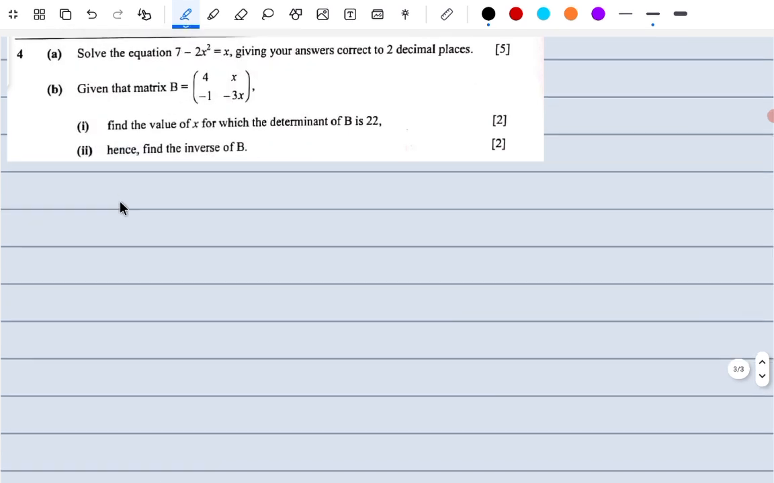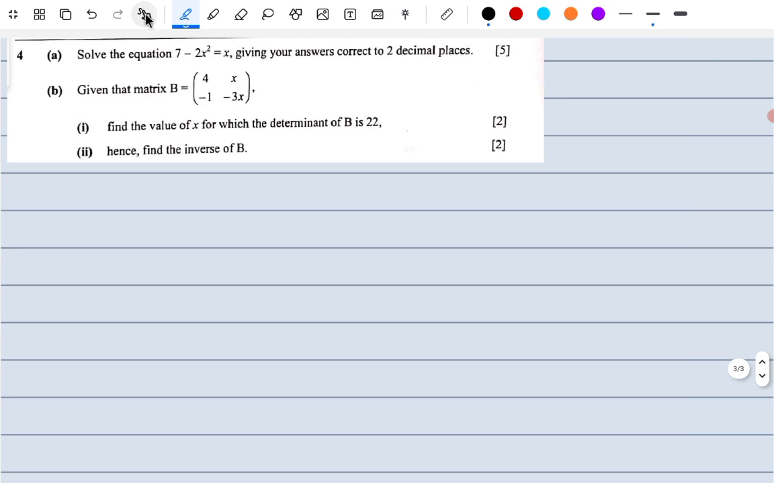Okay, so we're going to write 7 minus 2x squared is equal to x. So this one we need to convert to the quadratic form, which is ax squared plus bx plus c, and then it should always be equated to 0.